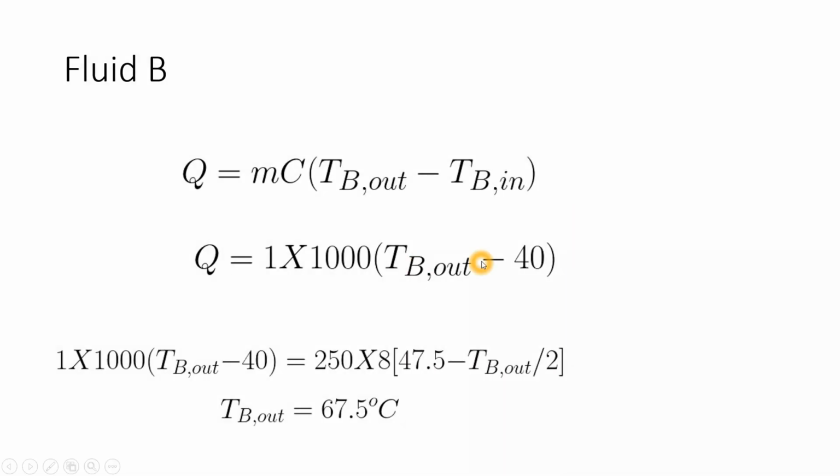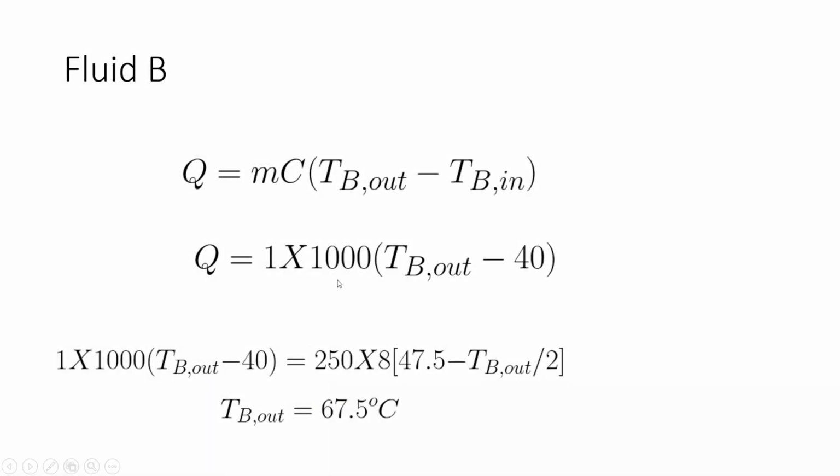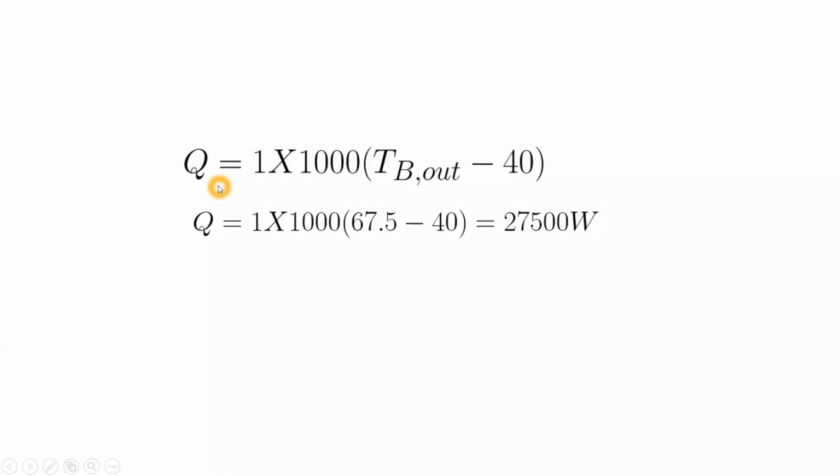I don't know TB out, but I have Q, the heat flow rate. I will equate these two equations. After equating, I get TB out is equal to 67.5 degrees centigrade. Then I put this value into the equation and I get Q is equal to 27,500 watt.